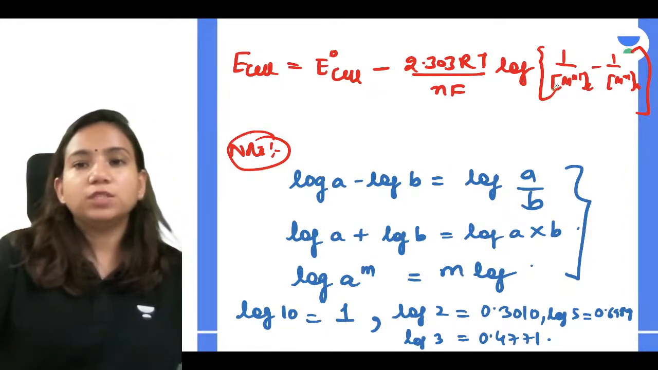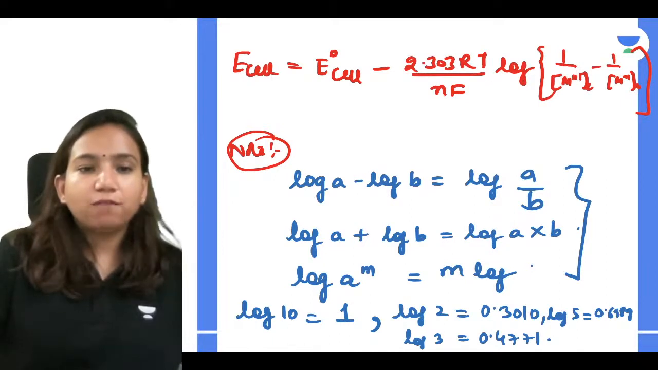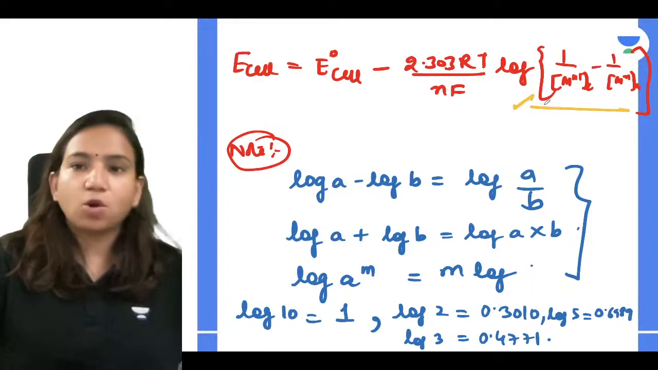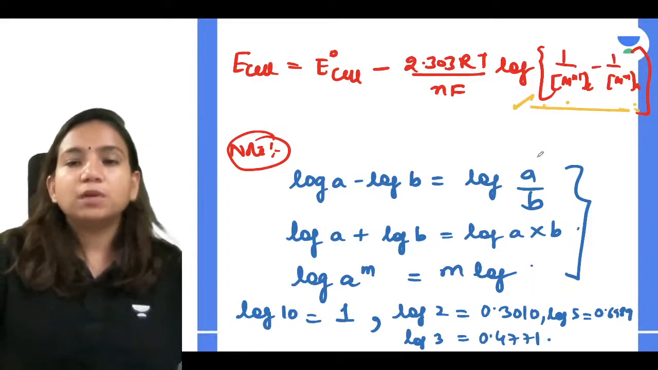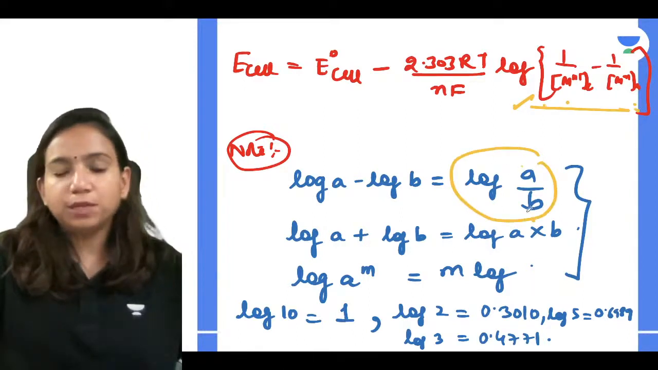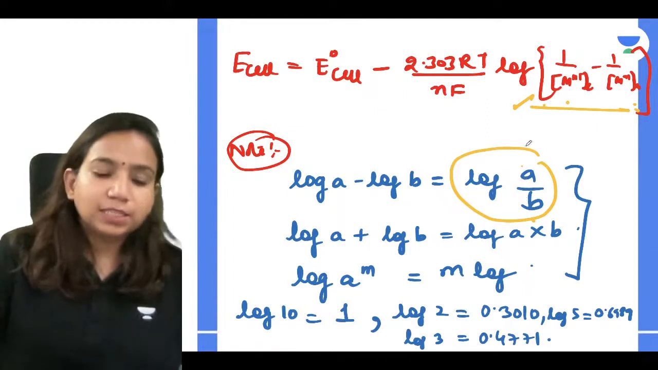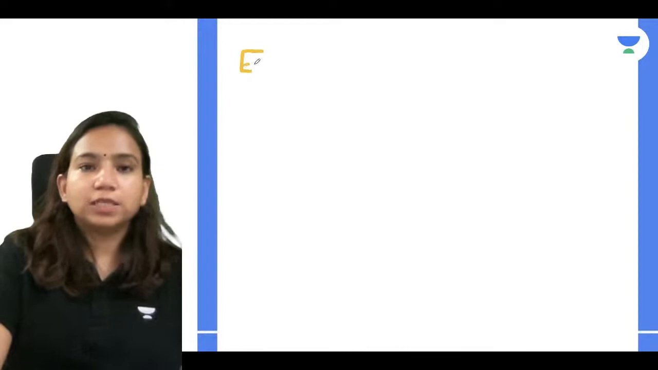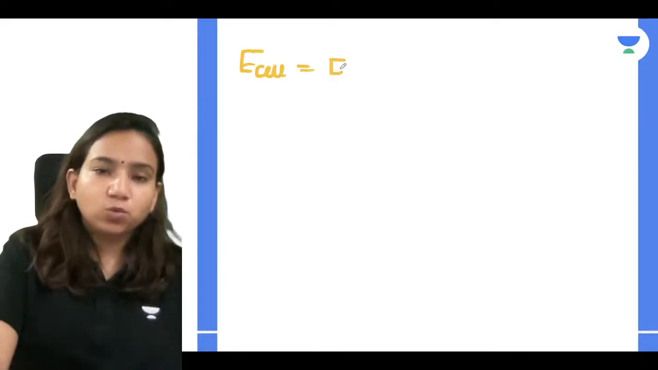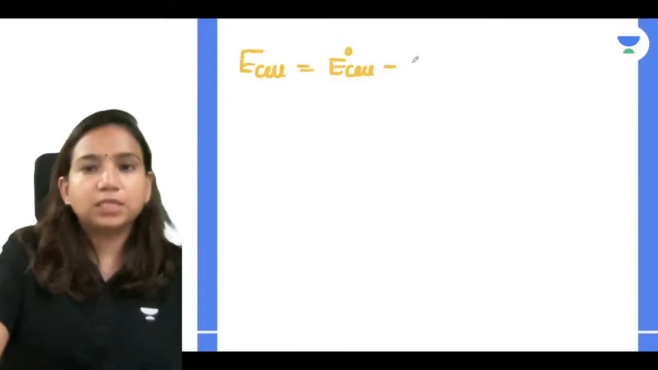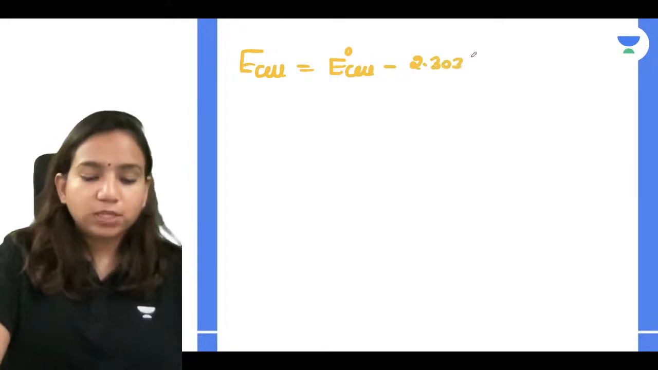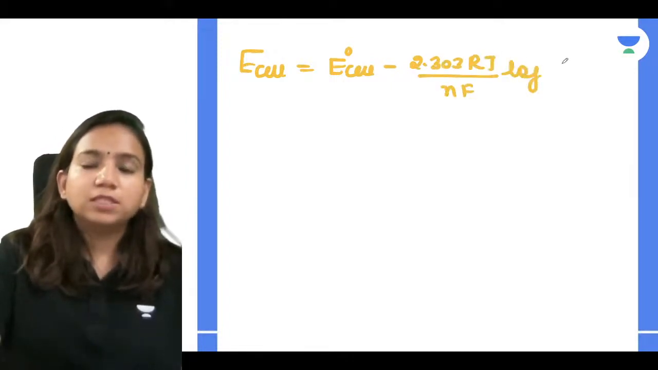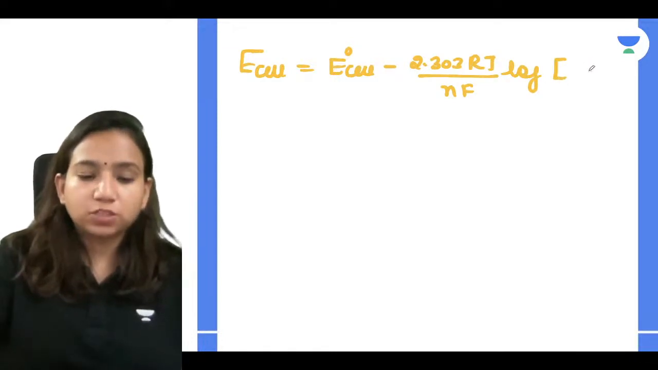So E cell is equal to E naught cell. Now tell me, guys, here I have log A minus log B, because log is outside, so I can write it as log A minus log B. Can I write it as log A by B? Yes, guys. So what equation will I get? E cell is equal to E naught cell minus 2.303 RT by NF log concentration of cathode minus concentration of anode.